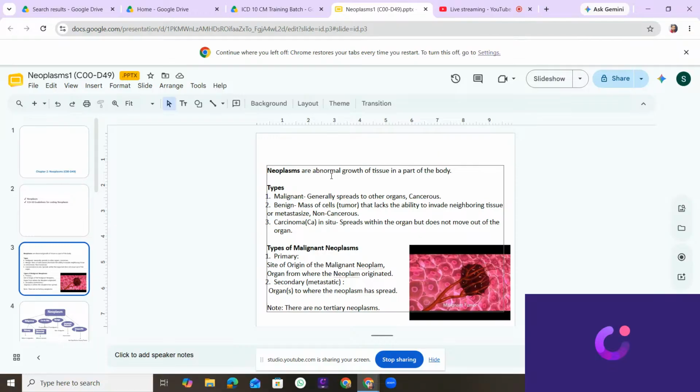So neoplasms are abnormal growth of tissue in the body. We are talking about the types that will be coming here. You will see that scenario.